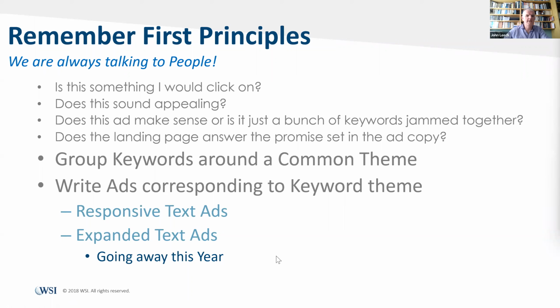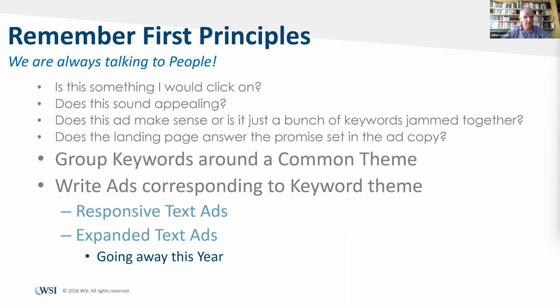So when we're writing ads, there are a couple of things that we need to think about. The first thing to remember is first principles. You're always talking to people. So very simply, is this something I would click on? Does it sound appealing? Does the ad make sense, or is it just a bunch of keywords jammed together? Does the landing page answer the promise set in the ad copy? As I was saying, you need to group your keywords around a common theme, keep it reasonably tight and small, and then write ads corresponding to the keyword theme.